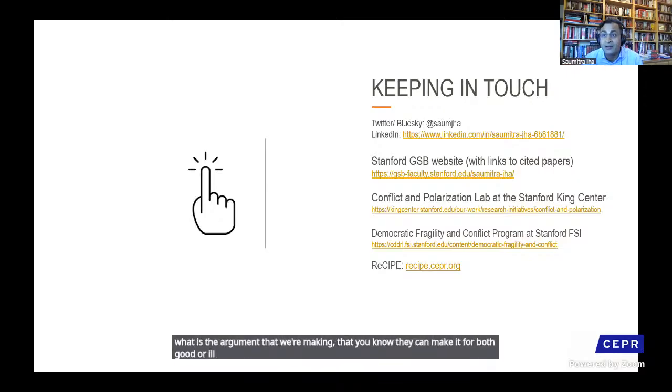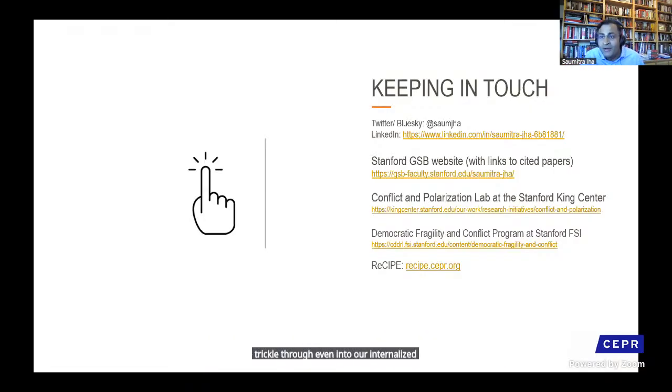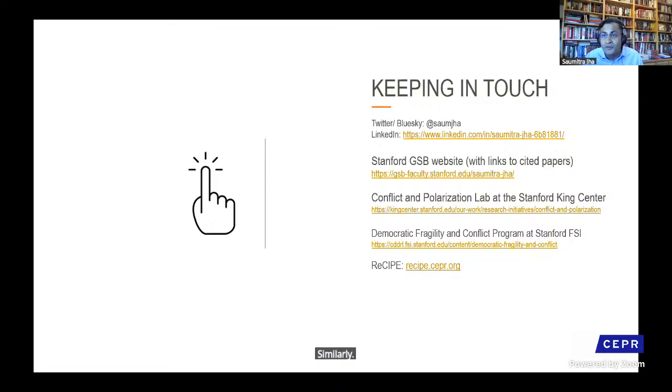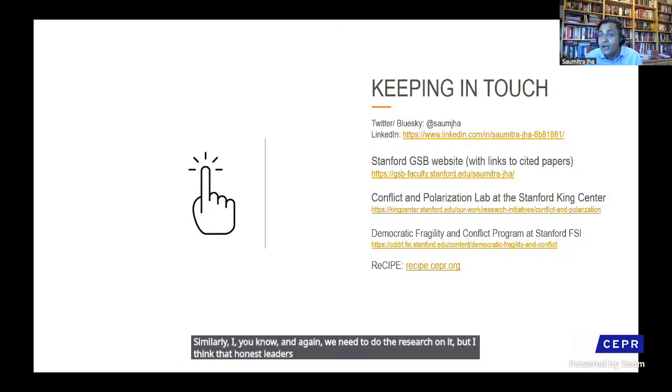If they're acting or perceived to act in a corrupt manner, this can trickle through even into our internalized norms of honesty in society, because of those three reasons we mentioned: these are focal people, and there's common knowledge that these guys are at the top and are engaging in these activities. So this can change the way that societies coordinate. Similarly, and again, we need to do the research on it, but I think that honest leaders at the very top can change the culture.